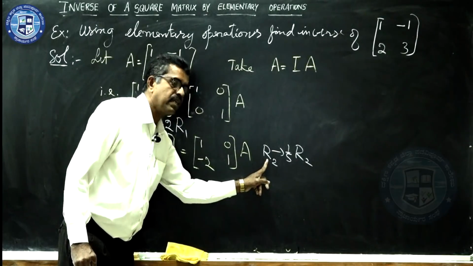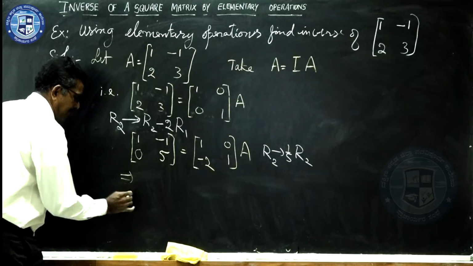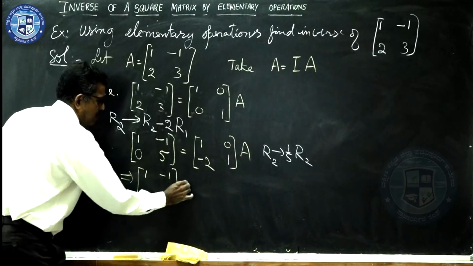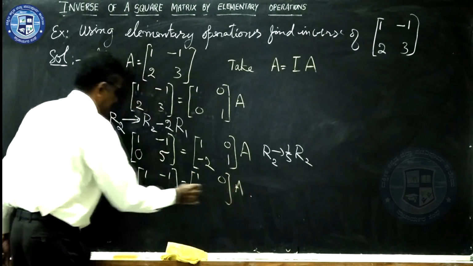I am going to operate the second row only. Therefore, just what do you expect here? This further implies no changes in the first row. Therefore, let me write the first row as it is. On the right hand side also, 1 0 into A.